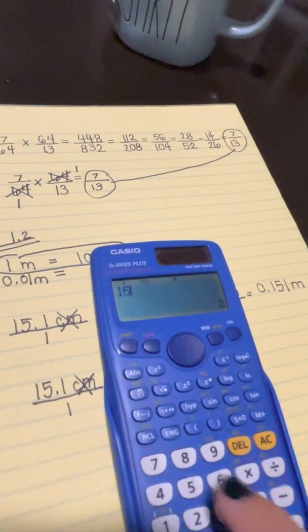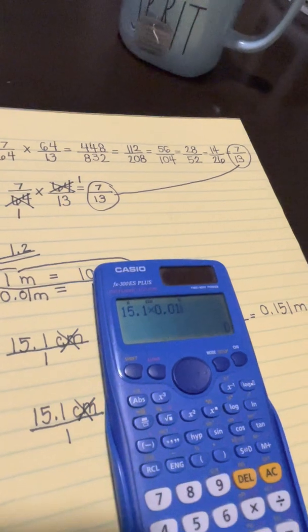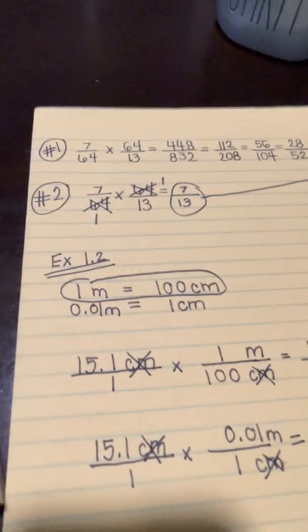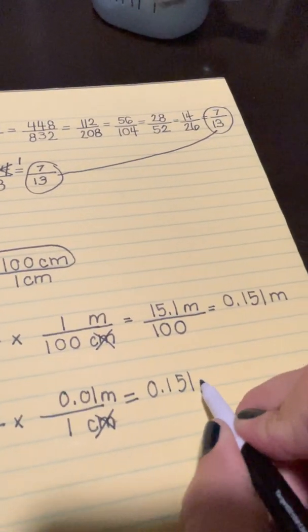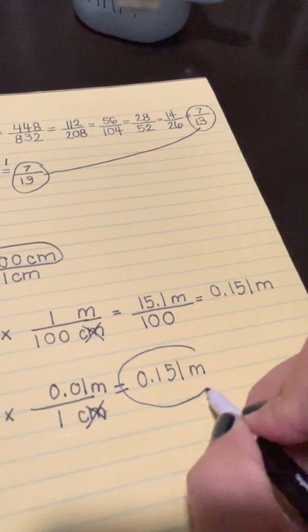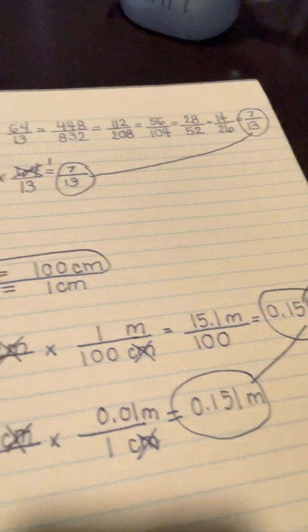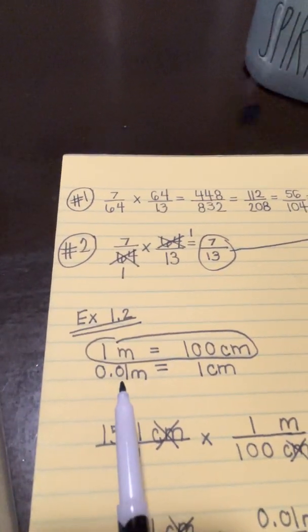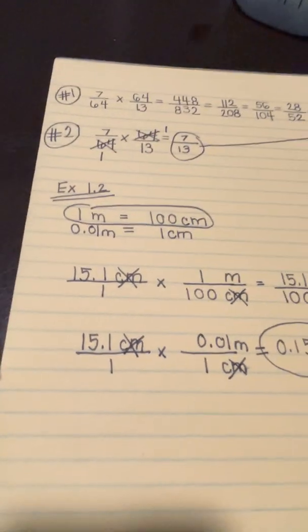Let's go to our calculator and say 15.1 times 0.01. And the answer is 0.151 meters. So you can use any conversion factor you want. You can use 1 meter equals 100 centimeters or 0.01 meters equals 1 centimeter. It's the exact same thing.